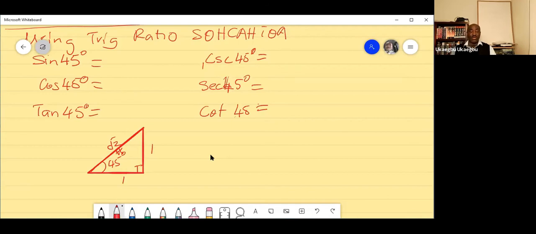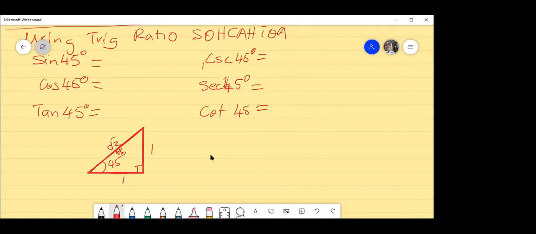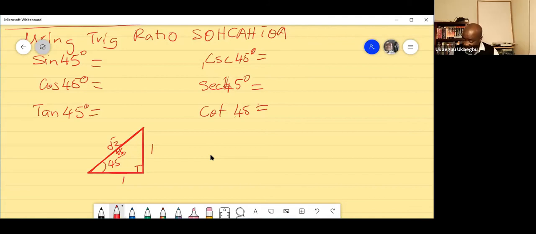So how about the opposite? 1. Opposite is actually 1, but don't be deceived because there are two 1s there. The only one that is opposite is this side, this one. The other side is adjacent. Okay? So if this is the requested angle, this is the opposite. If we were considering the angle here, then this would have been the opposite. Okay, so now based on your SOHCAHTOA, what would be sine 45 degree?